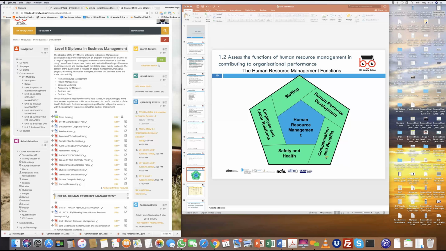And one of the other functions that we look at would be something called employee and labor relations.